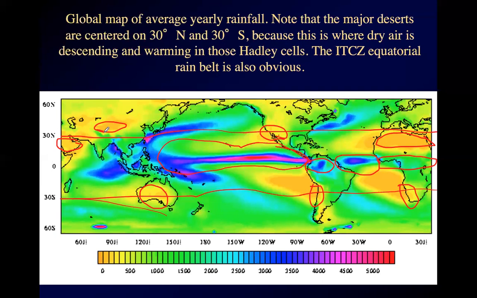That's ultimately set up by those Hadley cells. 30 degrees north and 30 south is where you have the descending arm of those Hadley cells, where the dry air is coming down. As it drops down, it warms up, but it doesn't have any moisture in it. So that's why you get deserts where you get them.